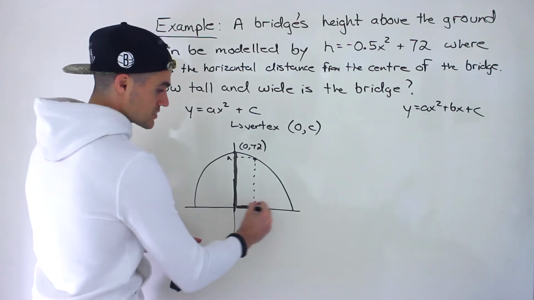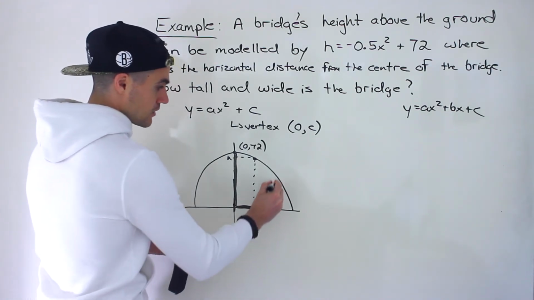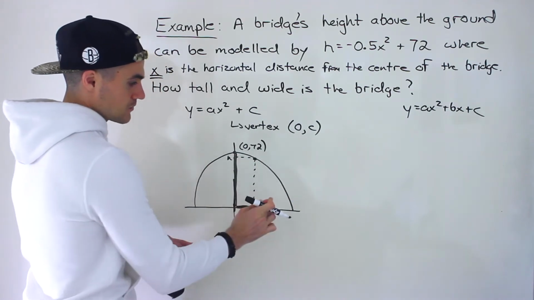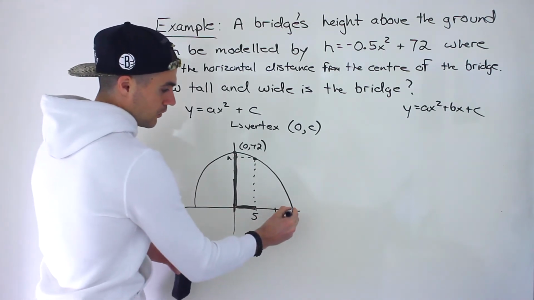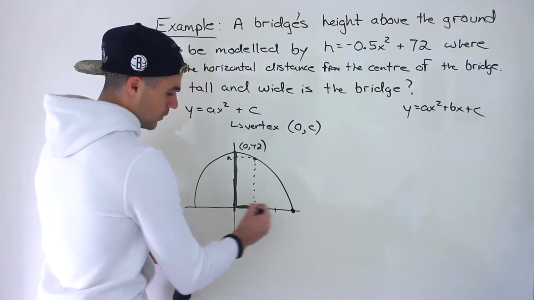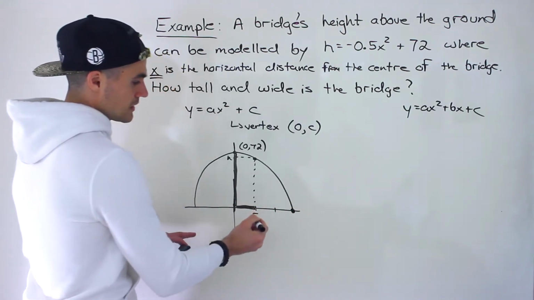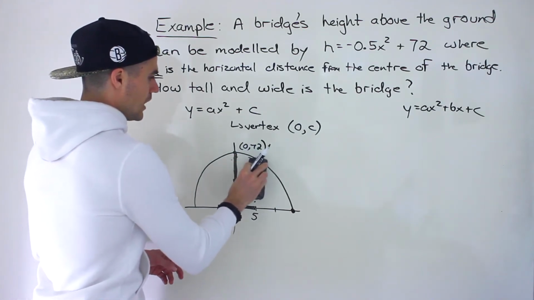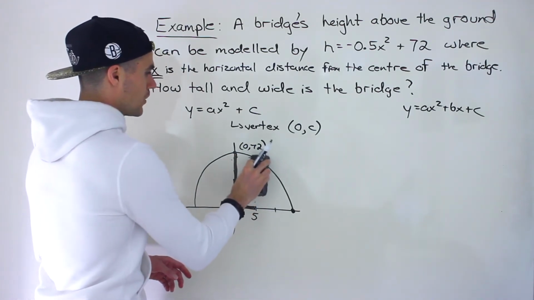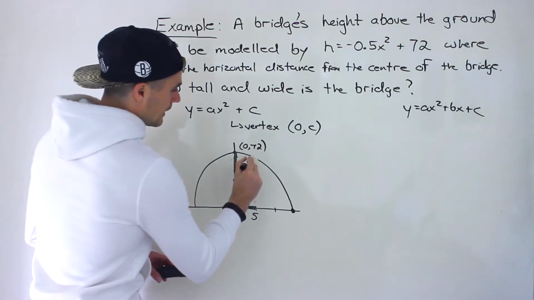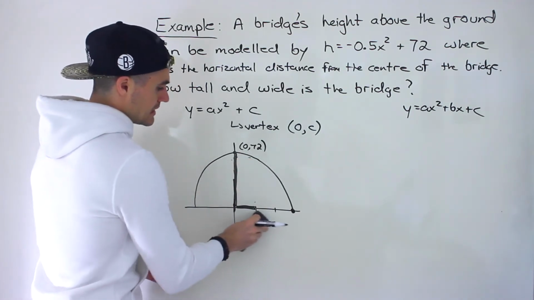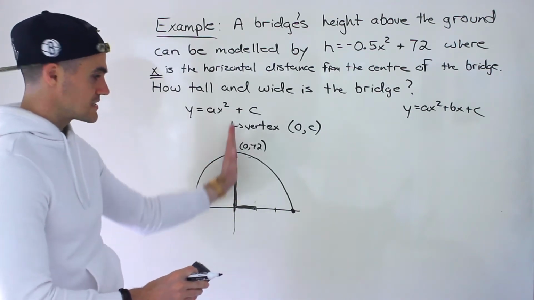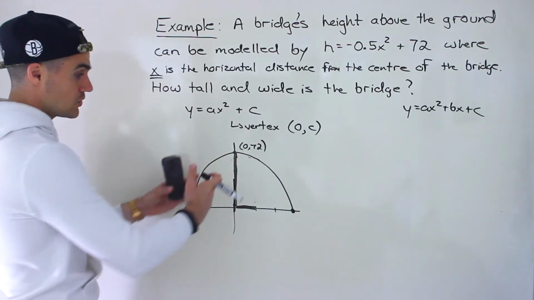As that horizontal distance gets extended, the height becomes less and less. It's going downwards, and it's going to get to a point where that height is going to be 0. Another thing I want to mention with quadratics in this format is that because the vertex is on the y-axis, that's the axis of symmetry. So it's actually going to be symmetrical.